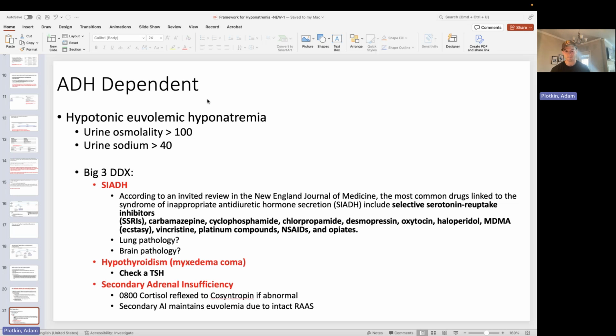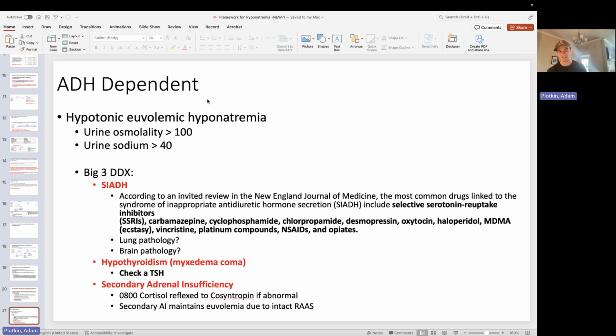And remember, any kind of trauma in itself or pain or nausea or vomiting can lead to release of ADH. Other things we're going to want to consider for vasopressin dependent euvolemic hyponatremia are hypothyroidism, especially in myxedema coma. So that's really, really bad hypothyroidism that hasn't been treated, like these patients are on death's door. Most of the time, hypothyroidism that's well controlled or that hasn't gotten out of control to the point of myxedema coma likely won't lead to euvolemic hyponatremia. But it's always good to check a TSH just to make sure.